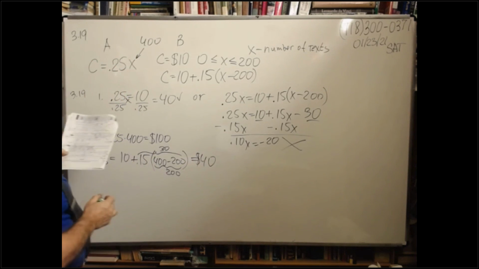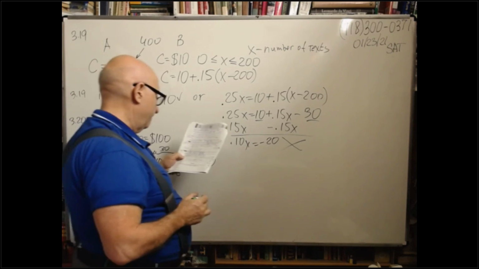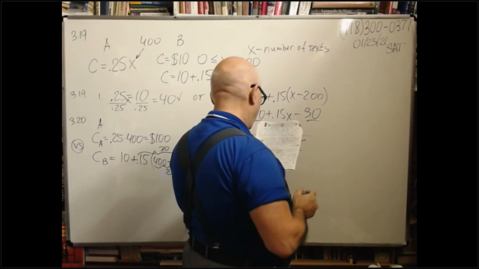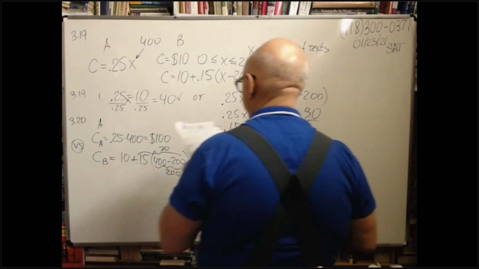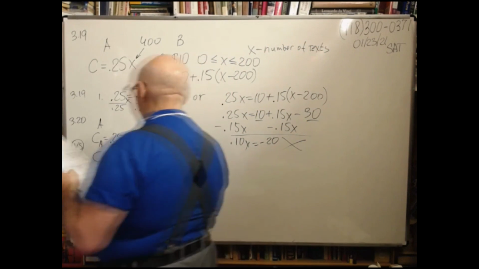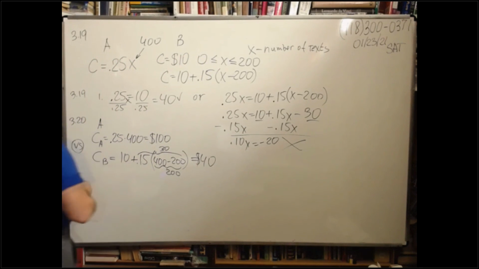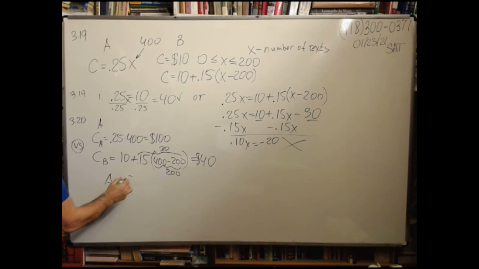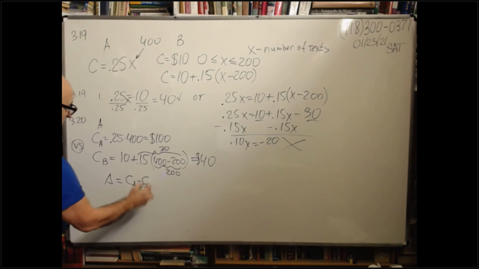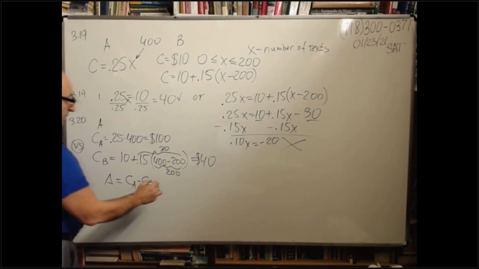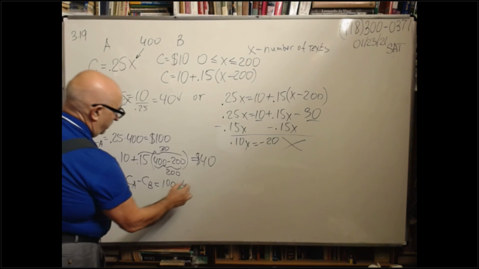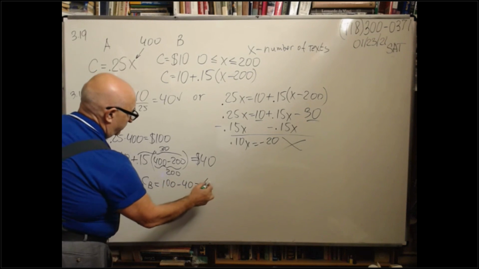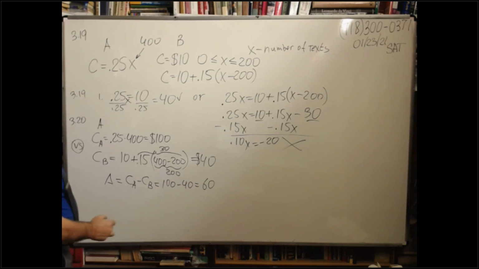But the question is, how much will she save? Easy. Compare these and find the difference. Difference in math, use delta. Delta equals CA minus CB equals 100 minus 40, which is 60. And this will be 60.